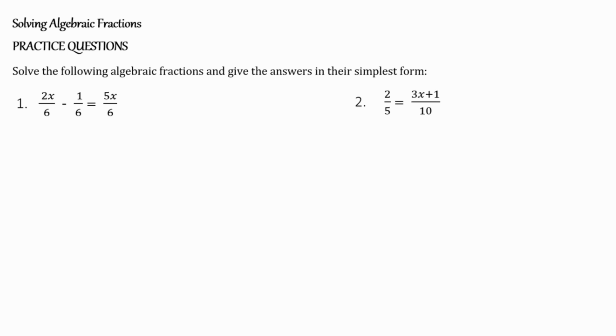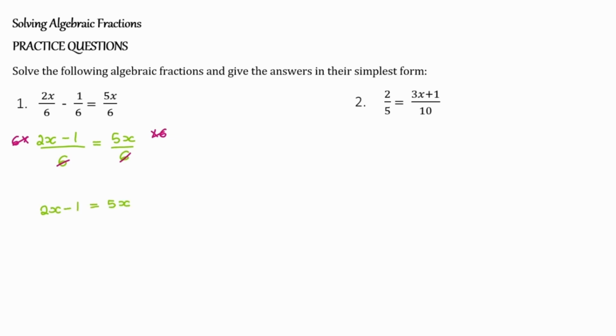For number 1, we have 2x over 6 minus 1 over 6 is equal to 5x over 6. So the first thing we can do is that we can write the fractions on the left-hand side as a single fraction, and we can write it all over 6. So in the numerator, we can just put 2x minus 1. And on the right-hand side, we've got 5x over 6. Because both of these denominators are 6, we could just multiply both sides by 6 to get rid of the denominators, and this would give us 2x minus 1 is equal to 5x.